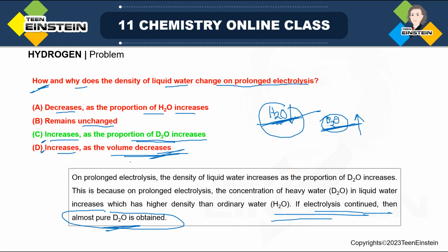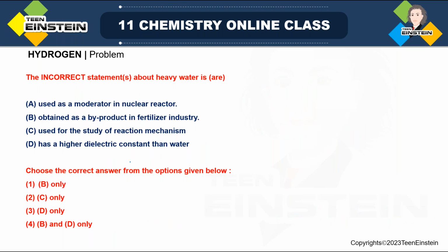Next we will go to the next question. The incorrect statement, or it may be more than one, about heavy water is and are. We have a total of 4 statements, and in options 1, 2 and 3 there is only one statement each, B, C or D. Only in the last one are there two statements together. Choose the correct answer from the options below. We have to find the wrong statements.